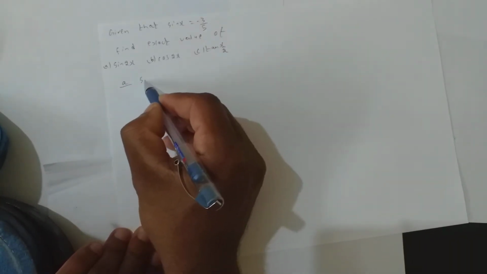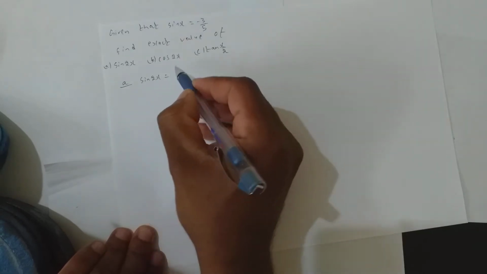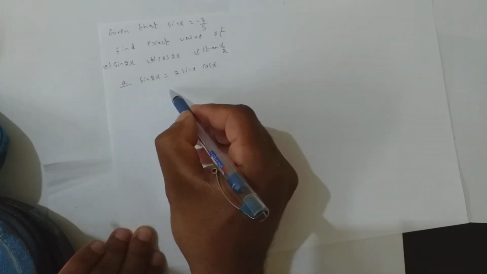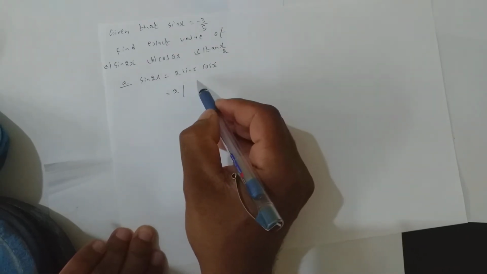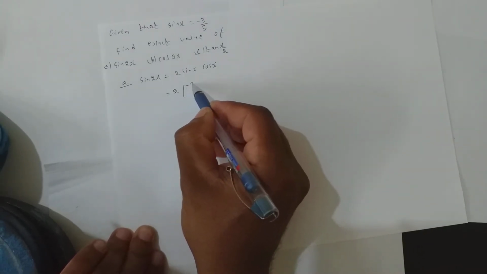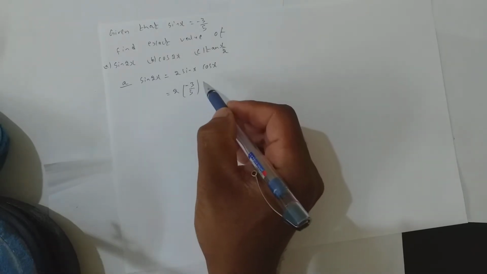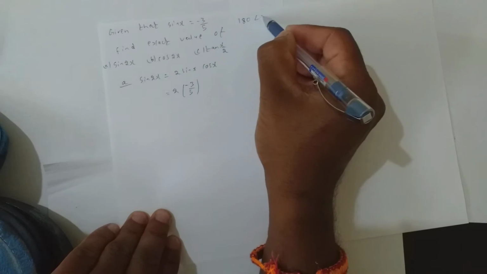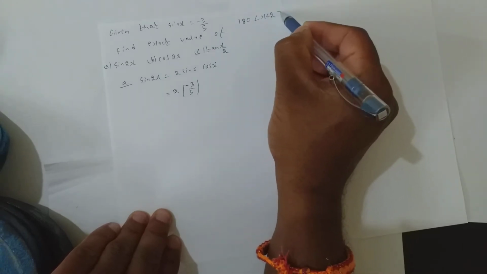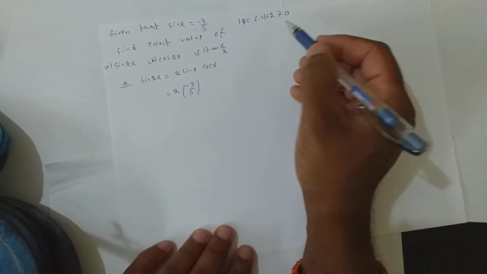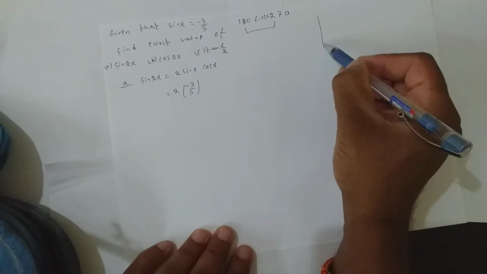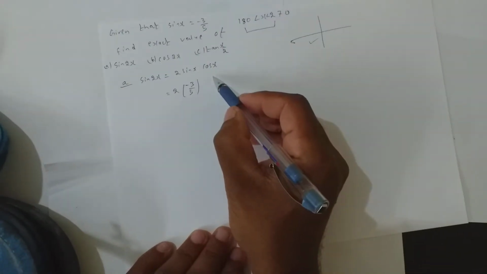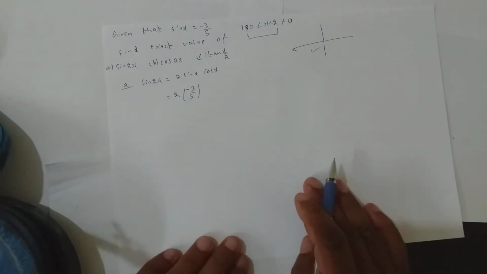A. Sin 2x formula is 2 sin x cos x. So it is 2 into sin x, which is how much? Minus 3 by 5. Cos x equal to how much? One more thing: your x is lying between 180 and 270. So 180 to 270 means it is lying in the third quadrant. Clear? So now I need to find out cos x.